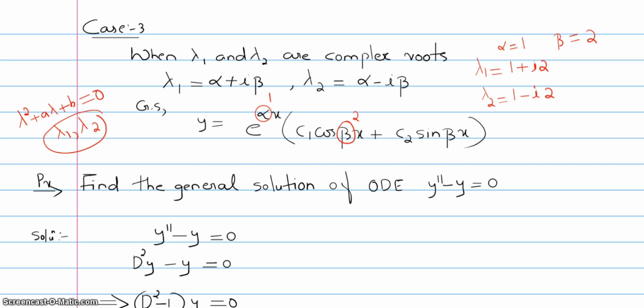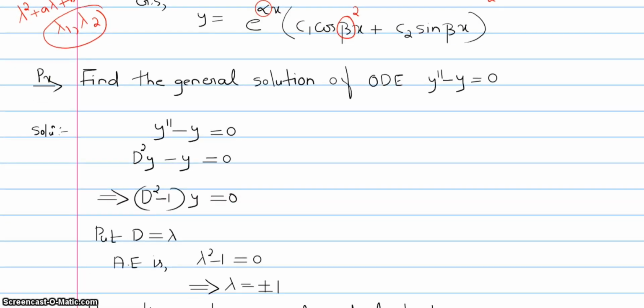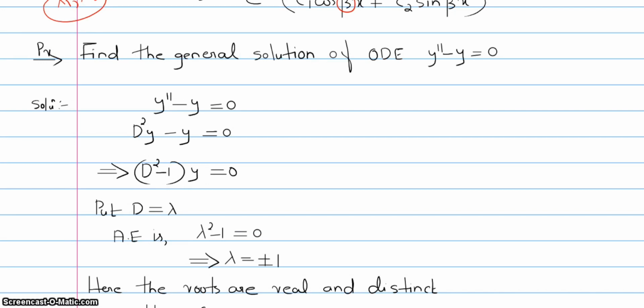Now let us see a problem. Find the general solution for the ordinary differential equation y double dash minus y equal to 0. This can also be written as d square y by dx square minus y equal to 0. Next step, just replace d square by dx square as capital D square and d by dx as capital D.